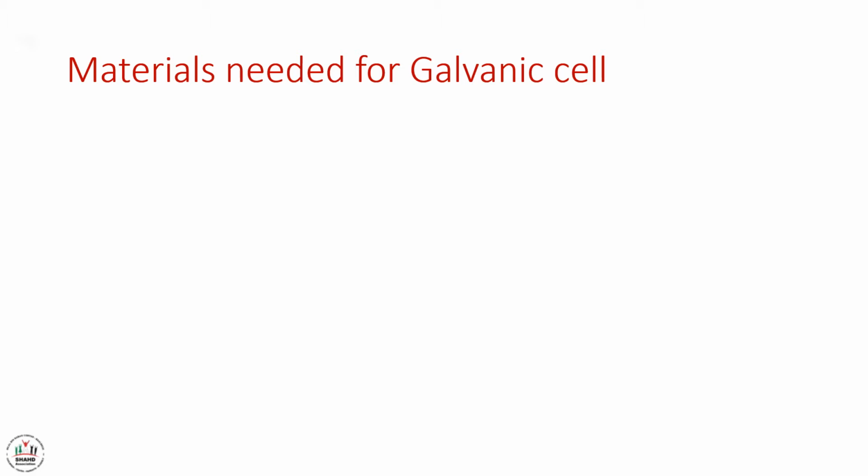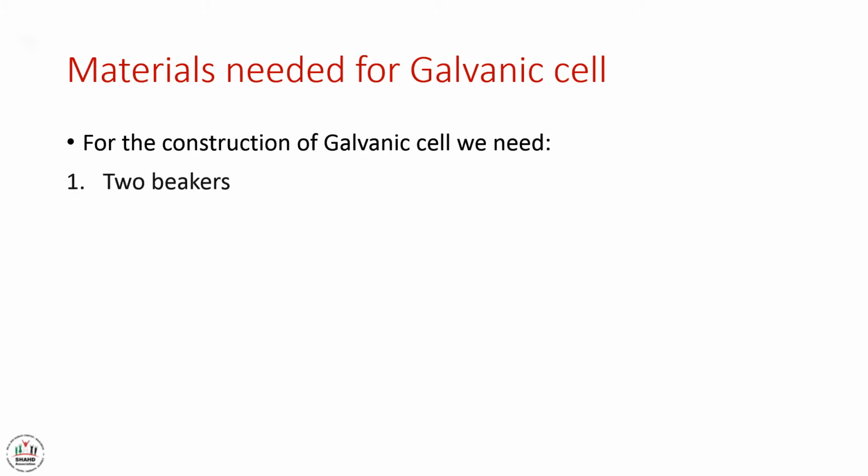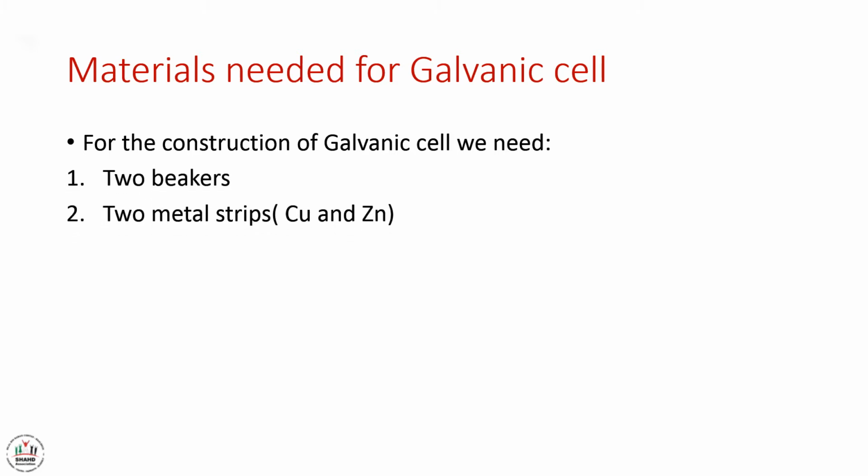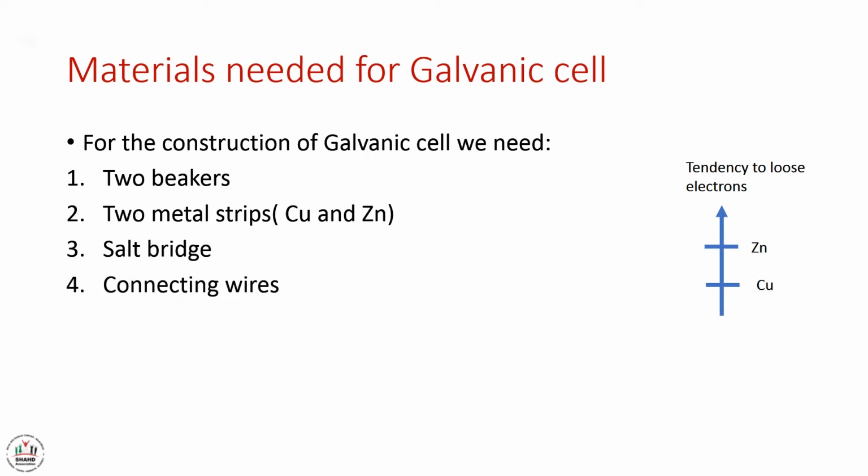First, to construct the galvanic cell, we need two beakers. We also need two metal strips, for example, copper and zinc. Keep a note here that one of the two strips must have more tendency to lose electrons than the other. We also need a salt bridge to connect the two beakers. We also need connecting wires to connect the two strips. We need a lamp to test if there is electricity or not.